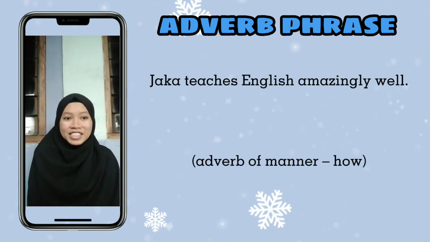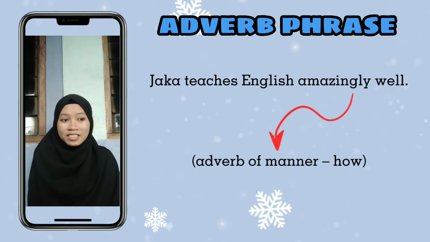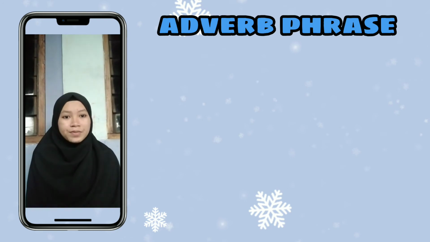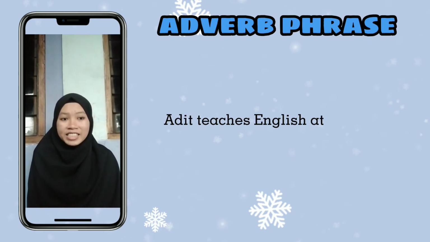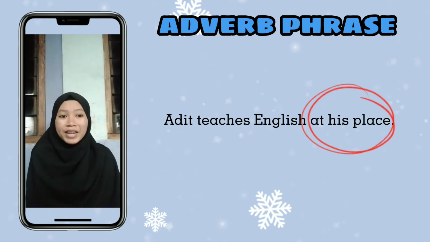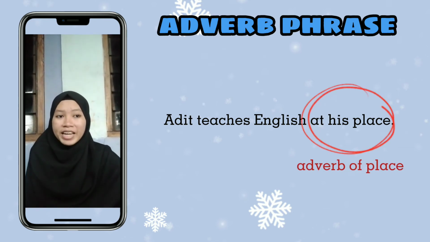In this sentence, amazingly well is an adverb of manner and telling us how Jaka teaches. And then Adit teaches English at his place. In this sentence, at his place is an adverb of place and telling us where Adit teaches.